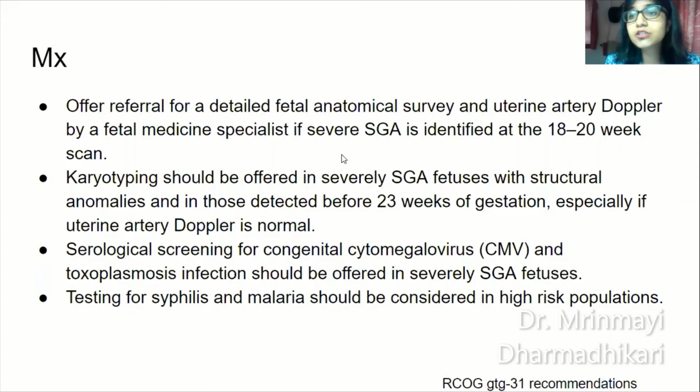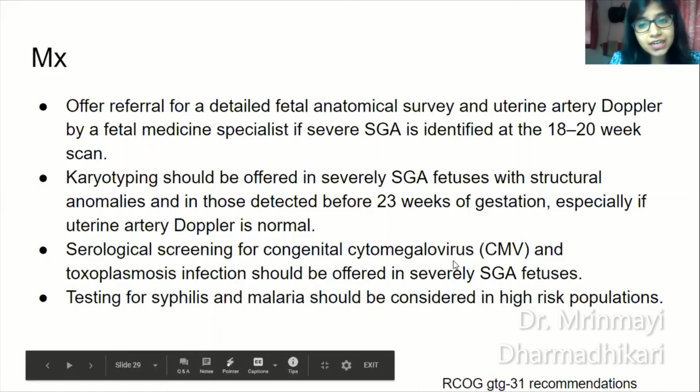Why? Because of higher chances of fetal abnormalities and malformations associated with chromosomal abnormalities. Karyotyping should be offered in severely growth restricted fetuses with structural abnormalities and in those detected before 23 weeks of gestation, especially if the uterine artery Doppler is normal. So with structural abnormalities in very early gestation associated with growth restriction, and a normal uterine artery Doppler, think of karyotyping because it could be associated with aneuploidies.